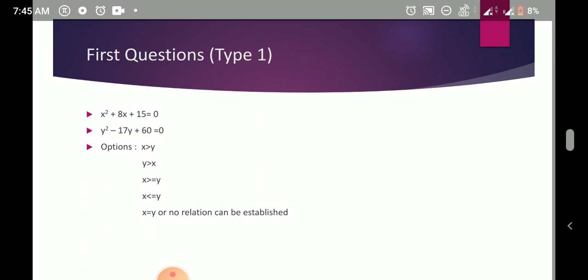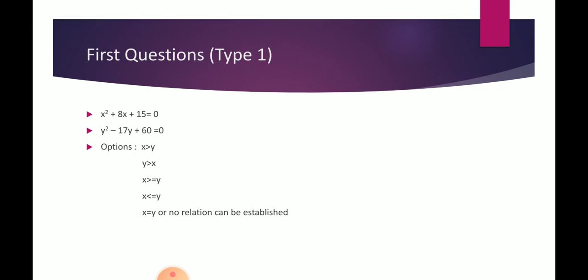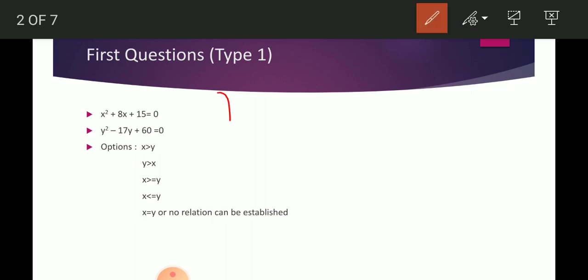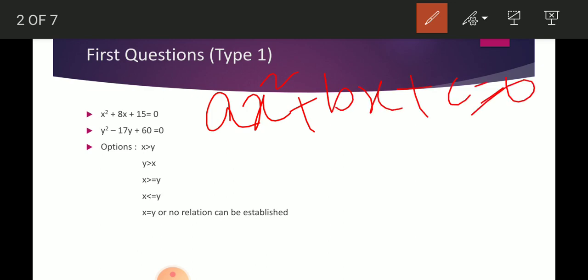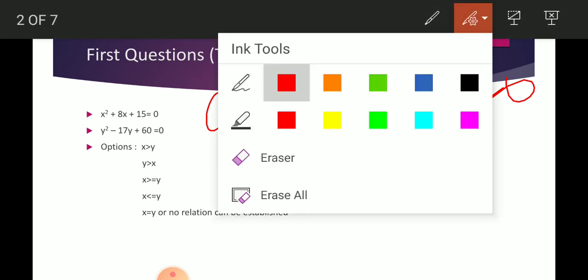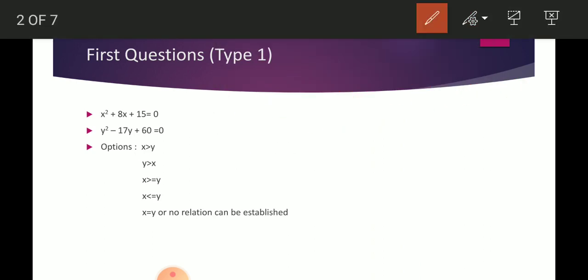Okay, this is our first question, so let's start with the definition of quadratic equation. Equations of such format where the highest power of the variable is 2 are known as quadratic equations. In such equations we always get two roots of x, so we have to find these two roots in these two equations.